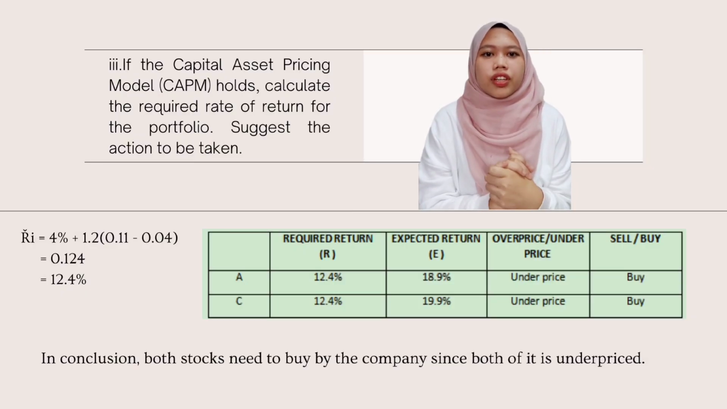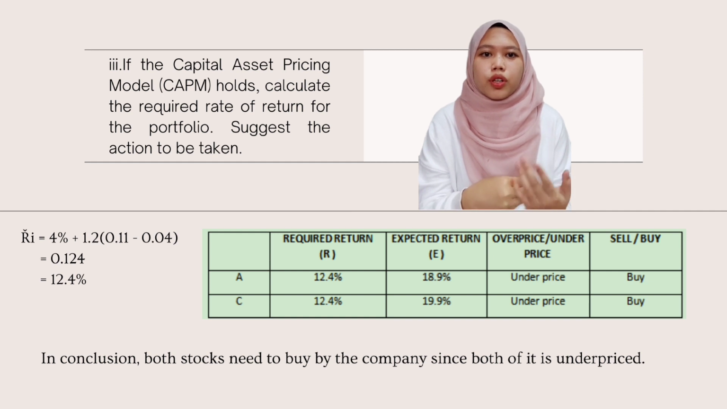The last question of case 1 asks us to calculate the required rate of return of the portfolio if the CAPM holds. The first step is we need to calculate the expected return and get 12.4%. Then we need to compare with the expected return we calculated earlier. This table shows a comparison between them and proves that both of them are underpriced. So, the decision to be made is the company needs to buy the stock.